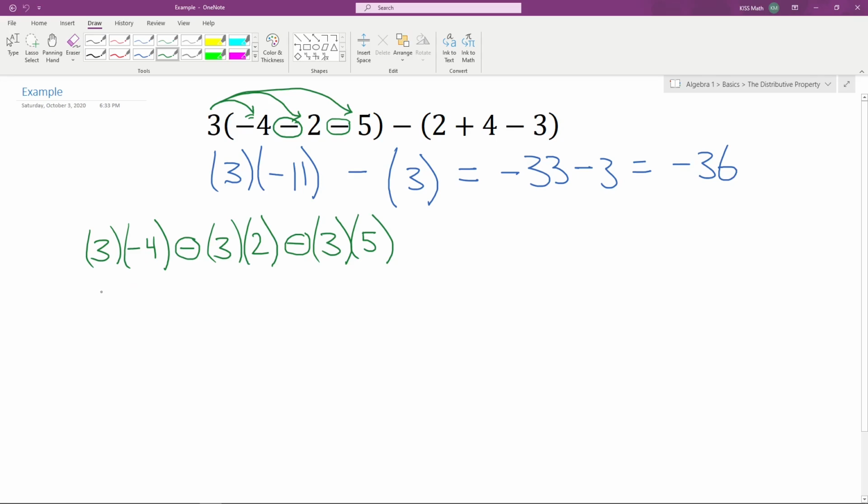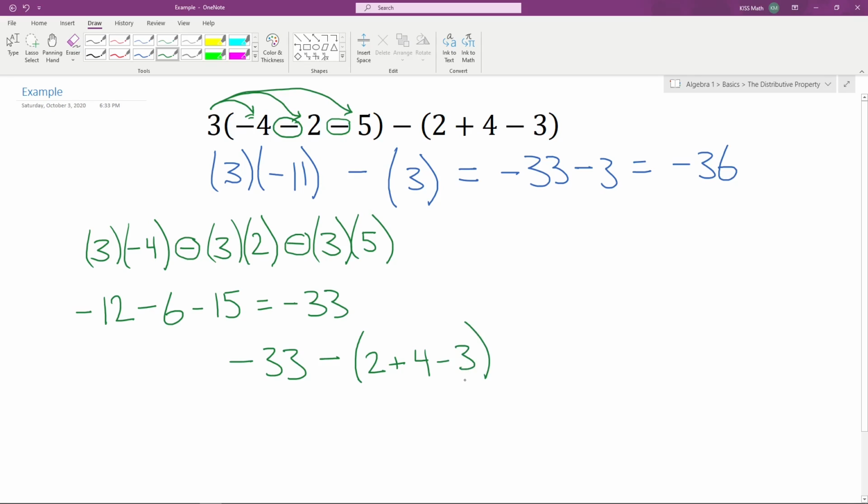Now let's clean this up a little bit. So this would be a minus 12 minus 6 minus 15. And that would be minus 12 minus 6 is 18, minus 15 is a negative 33. And so we would have this negative 33, and we still have all this stuff out here. So minus 2 plus 4 minus 3.